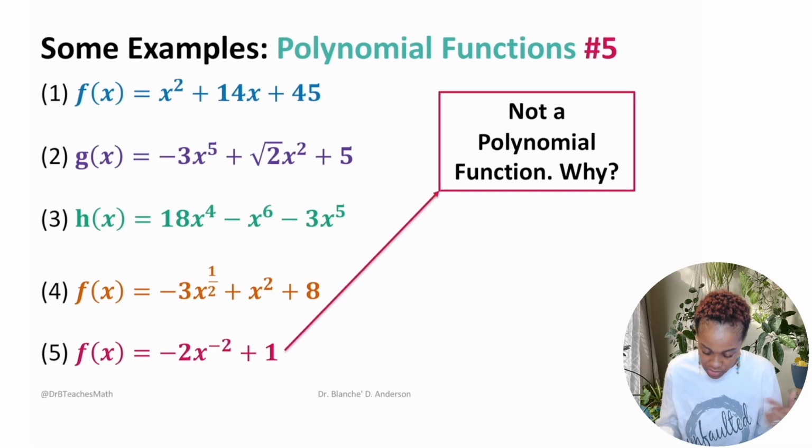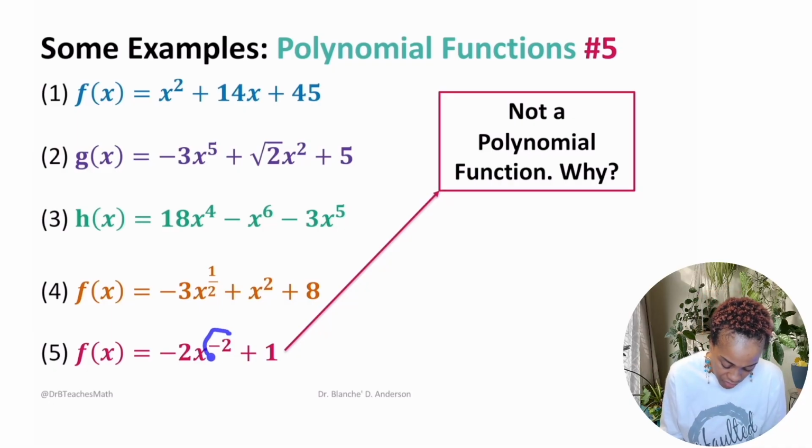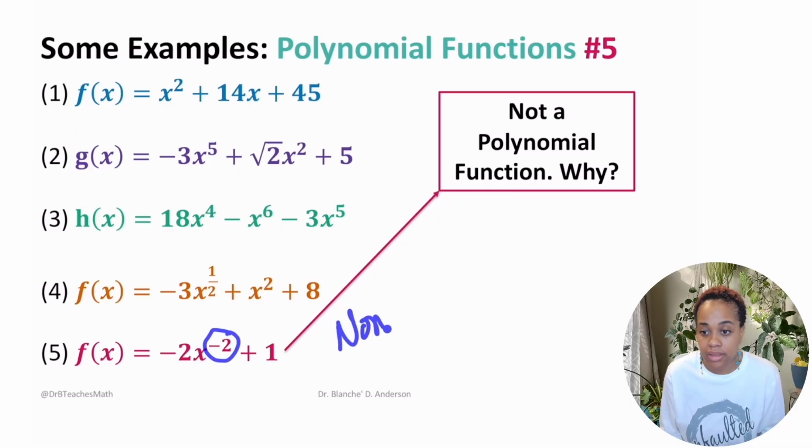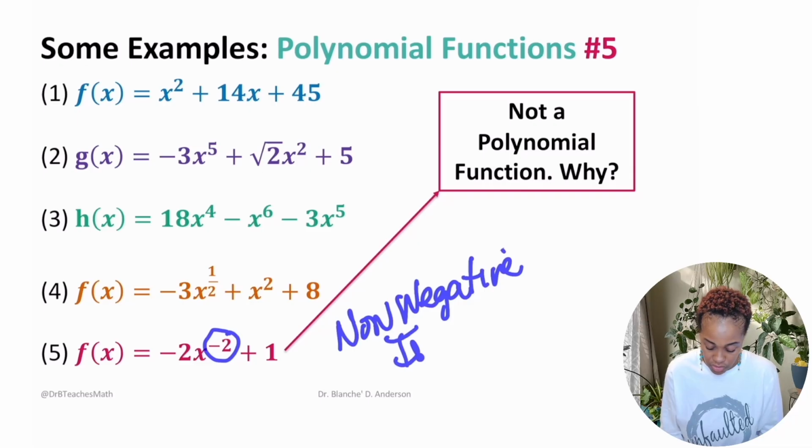Okay, let's look at this next one. Why isn't this one a polynomial function? Remember, the definition said that all of our powers had to be non-negative. Okay, we want these to be non-negative integers.